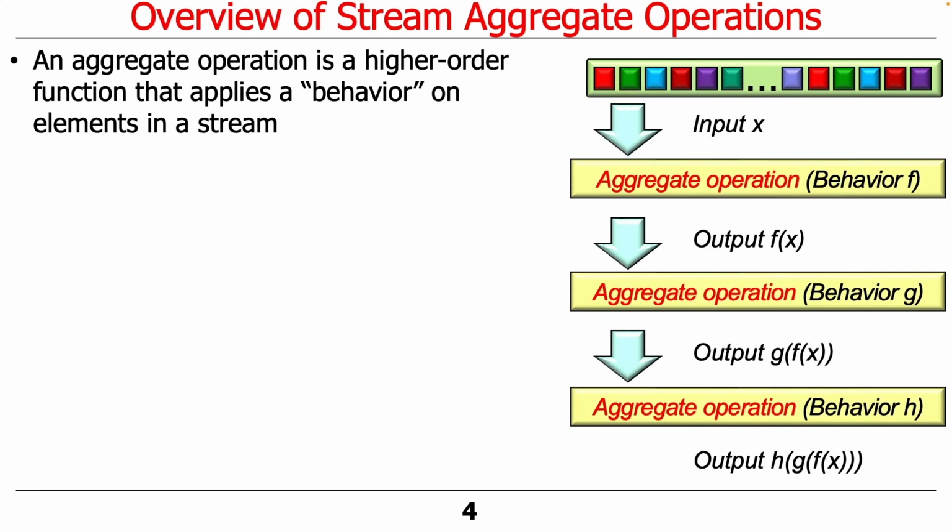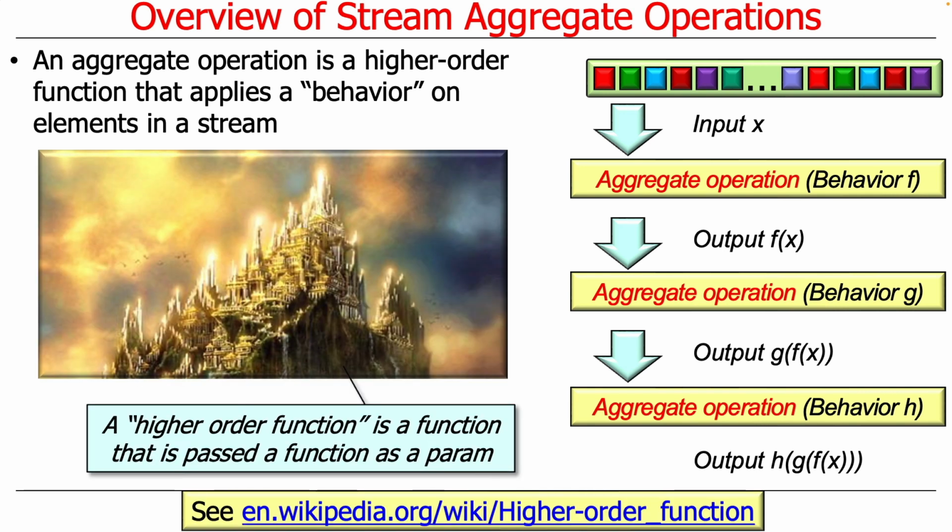It's a higher order function that applies a behavior on the elements in a stream. That's not particularly enlightening unless you know what a higher order function is. And a higher order function is just a fancy schmancy term for a function that's passed a function as a parameter. So what we're doing here, of course, is we have these aggregate operations, things like map and flatMap and collect and so on, and we're passing them behaviors.